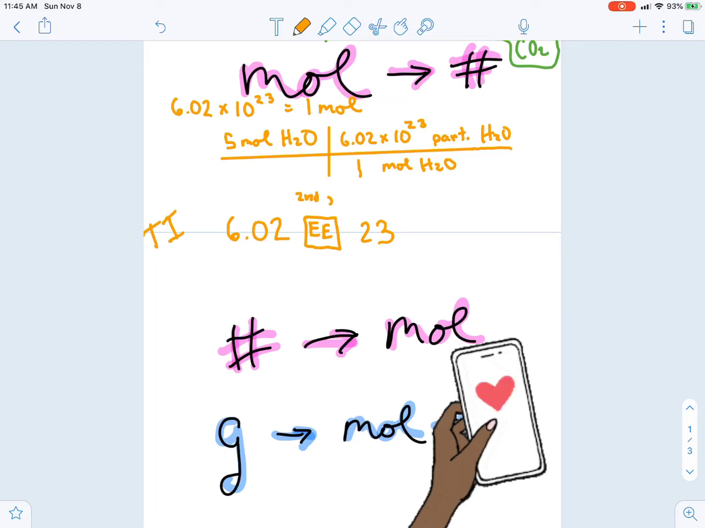On your iPhone, you're going to put in 6.02, just like we did before. And then the EE button is down by the 1 if you have it. You have to have it turned sideways. And you push the EE button. And then you should be able to push in 23. And it's going to look like this on the screen, 6.02 little e 23.